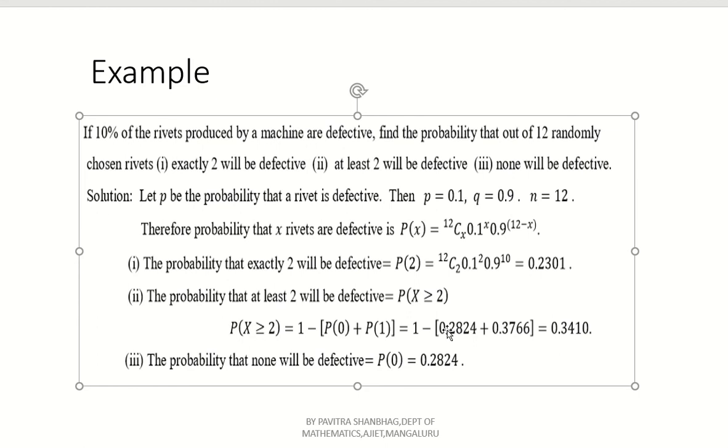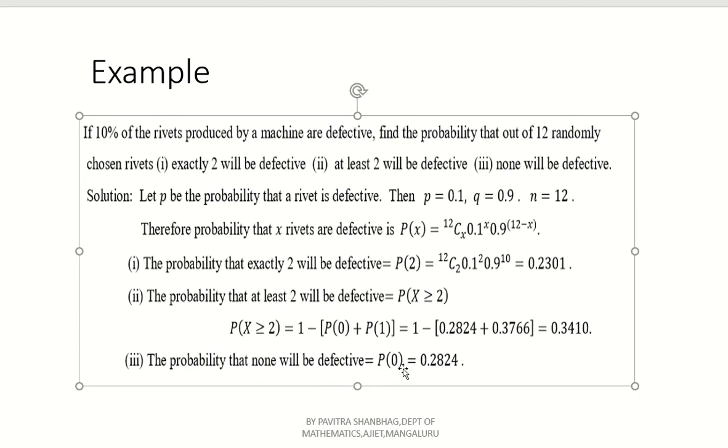1 minus, what is P of 0? P of 0 is 12C0 0.1 power 0 0.9 power 12 minus 0. If you solve, you will get 0.2824. And what is P of 1? 12C1 0.1 power 1 0.9 power 12 minus 1, you will get 0.3766. If you simplify, you will get 0.3410, right?